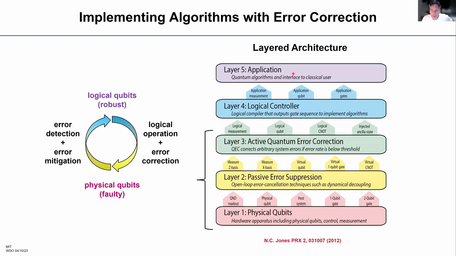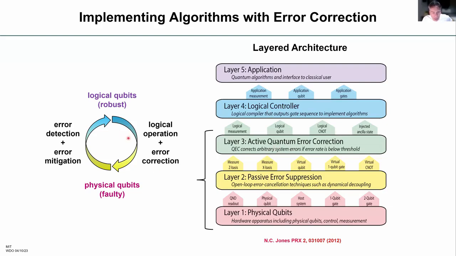So what I've shown here is a layered architecture, a computing architecture. The algorithm or the application is at the top. The physical qubits are at the bottom. And then in the middle, you can see things that you might recognize, like a logical controller, which interprets your algorithm and decides what pulses I need to apply. And in the middle, we have 2 sections, passive and active quantum error correction.